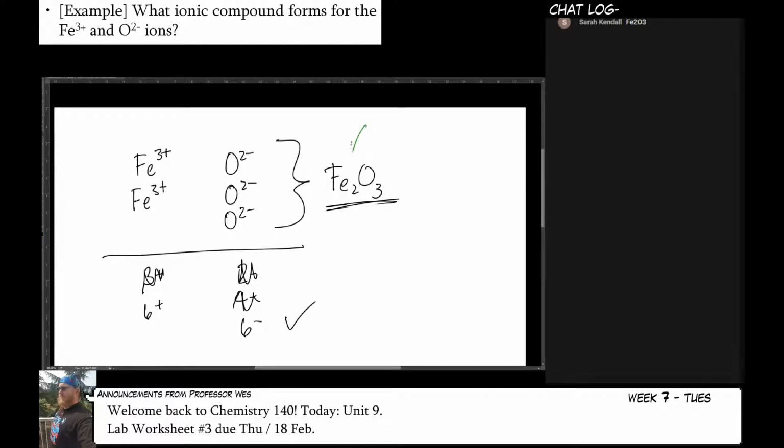When you are writing an ionic compound, never write the charges in here. Once you've made the formula, all the charges have canceled out, right? So you don't have to write them anymore. Don't put the +3s and the -2s for this compound in the formula. They've already been taken care of.